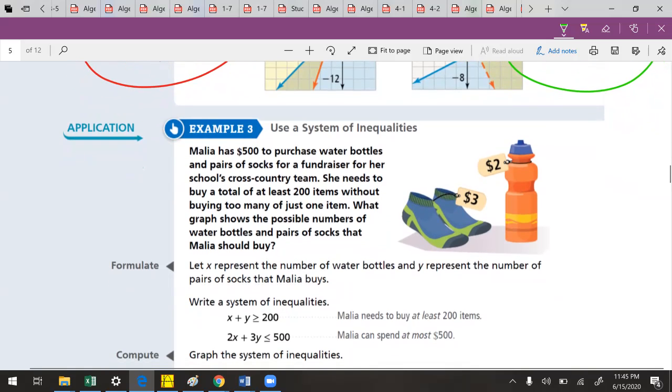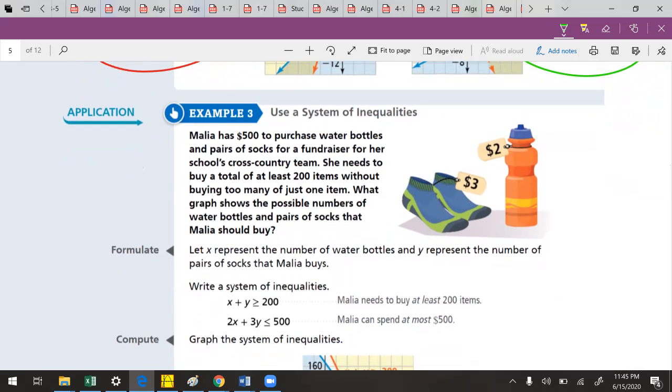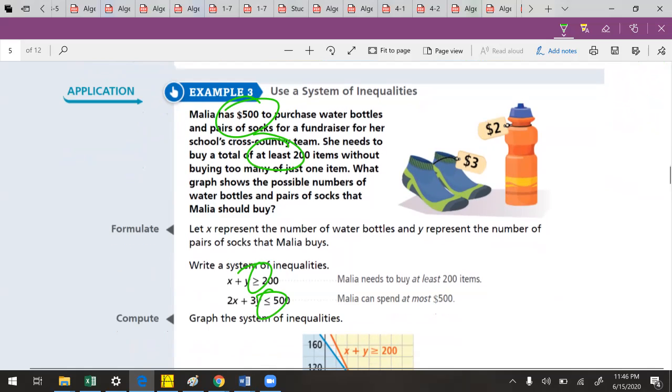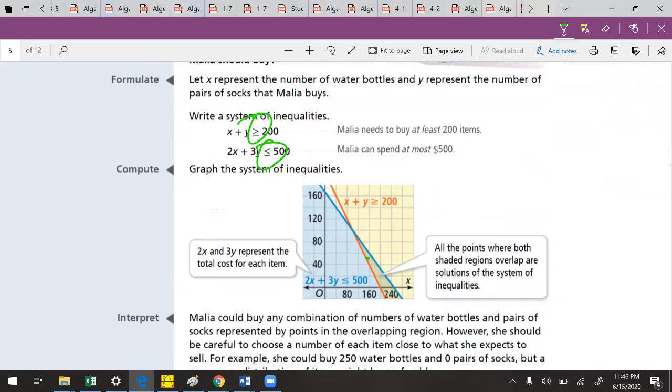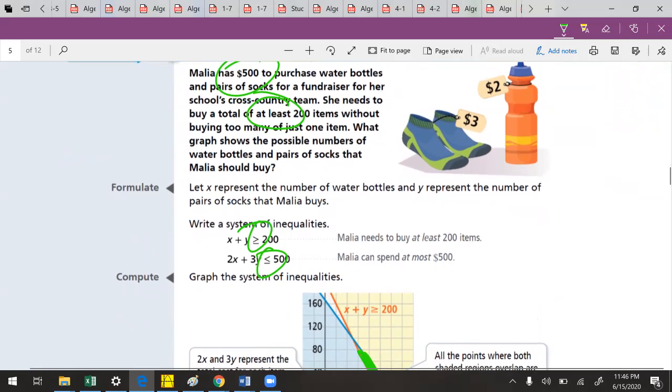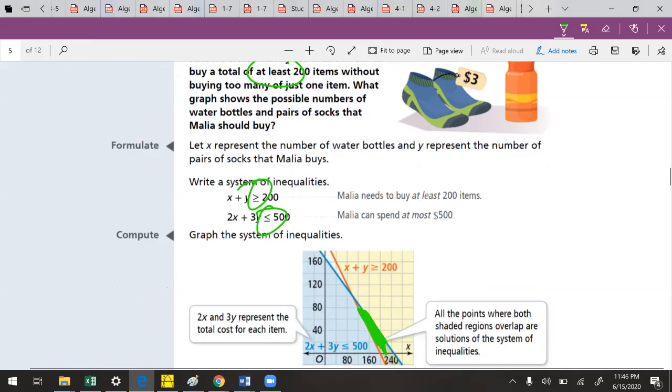Molly has $500 to purchase water bottles and pairs of socks for a fundraiser. She wants to buy a total of at least 200 items. Since it's at least, it's greater than or equal to, but you're limited to $500, and each pair of socks and water bottle are $2 and $3. When you graph both of them, these right here are the different ordered pairs that can help determine where I can purchase a combination of socks and water bottles.